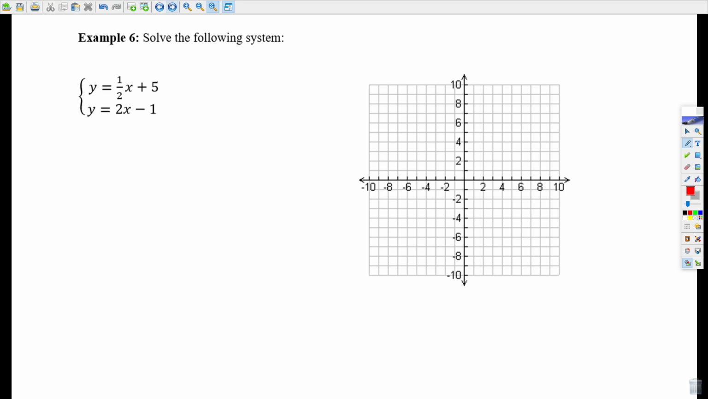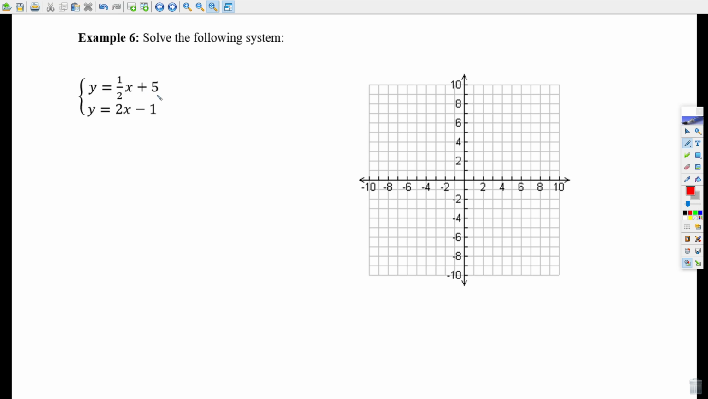Our example 6, solve the following system. So what basically that means, we're going to graph them and see where they intersect. Or if they don't at all, we would say it's no solution. If they overlap, same line, we would say infinite solutions. So let's see if we get a solution here.